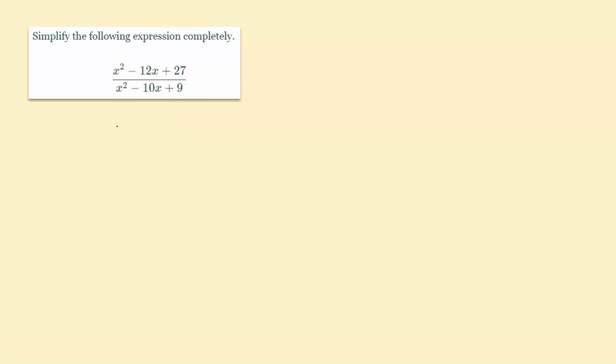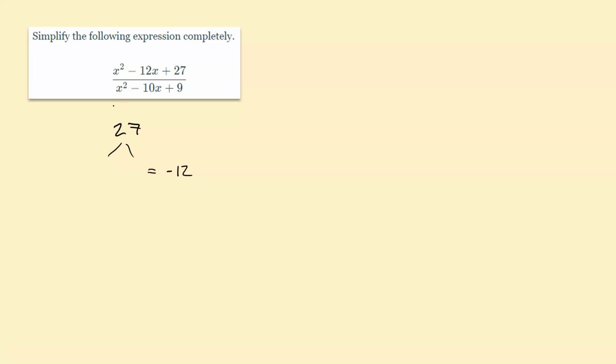For the numerator, if you remember the ACB tree, you take A, you multiply by C, and you want to figure out two numbers that multiply to give you whatever that number is, but add to give you your B value. In this case, for the numerator, our A value is 1 times 27. So A times C is 27. And then the B value is negative 12.